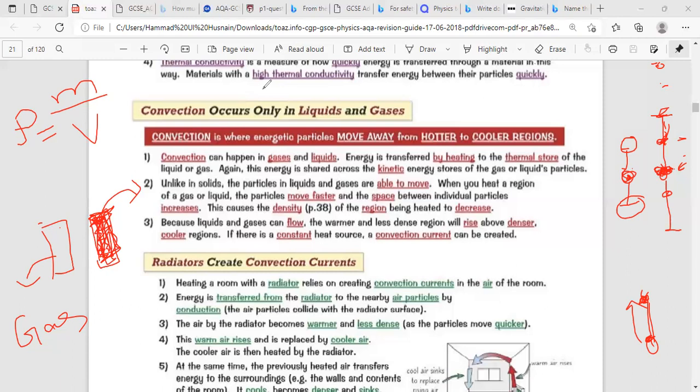Why? Because in solids, you know that the atoms cannot move from one part to another, and the energy is transferred by heating to the thermal energy of the liquid and gas. Again, this energy is shared across the kinetic energy stores of the gas or the liquid's particles. Let us say we have this cylinder and there are gas particles in this cylinder, and we have kept it on fire here. They are roaming around. So what will happen? We are providing heat to this lower part.